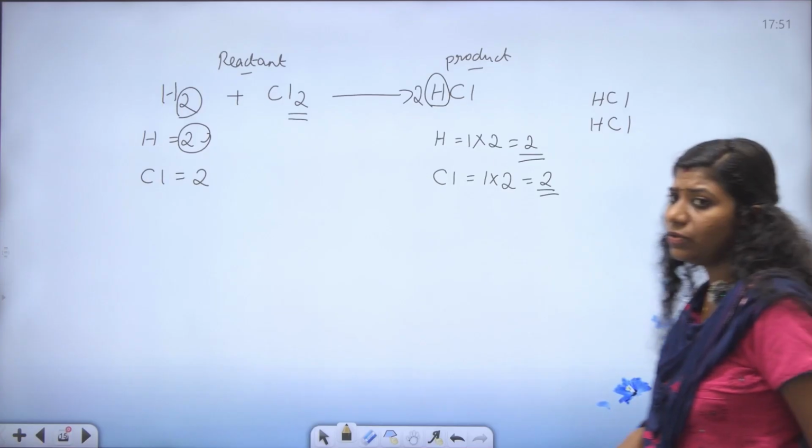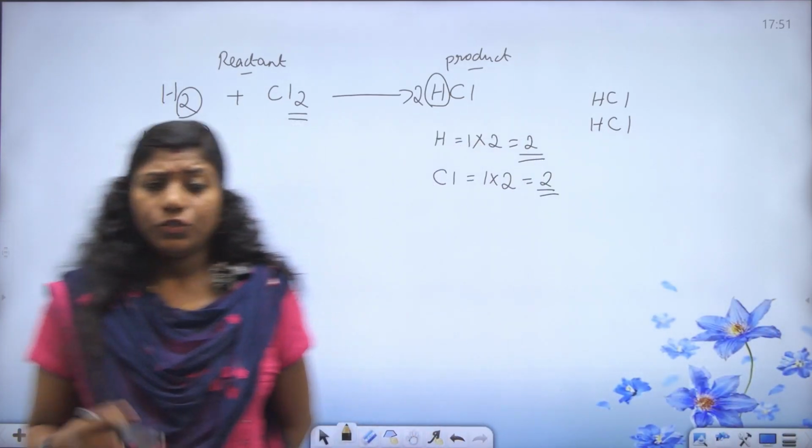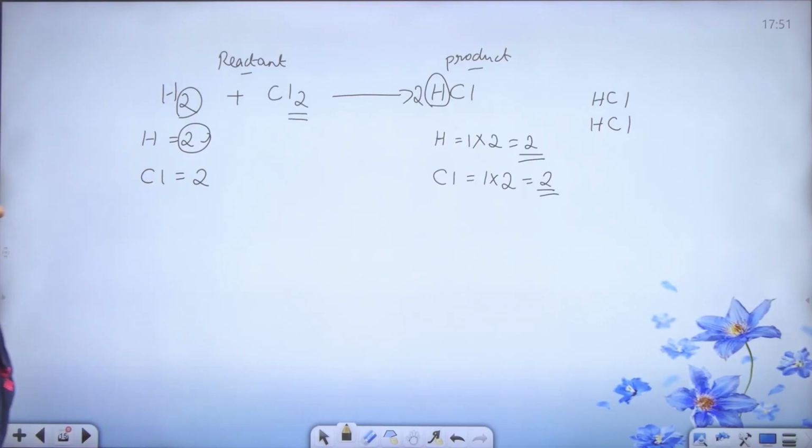Okay, then check whether this equation is balanced or not. H2 plus Cl2 gives 2 HCl. 2 hydrogen atoms on the reactant side, and on the product side it's also 2 hydrogen atoms. On the reactant side, the number of chlorine atoms is 2 and on the product side the number of chlorine atoms is also 2. So the equation is balanced. The balanced equation is H2 plus Cl2 gives 2 HCl.